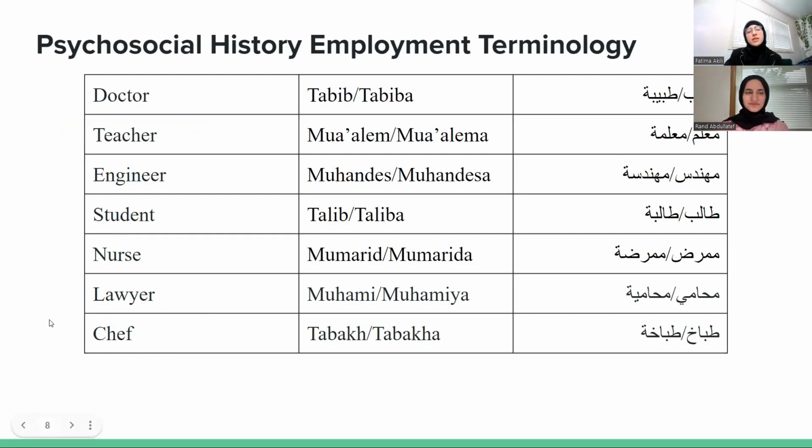So some of the, obviously, this is not an exhaustive list, but this is some of the professions that you might be hearing about. So a doctor is tabib for a male and tabiba for a female. Teacher, muallim or muallima for a female. You can kind of see a trend how for females there's an sound at the end, and for males it just ends there. And it's pretty universal, I believe, in Spanish or other languages. They do have the changes in the sound for feminine versus masculine names as well.